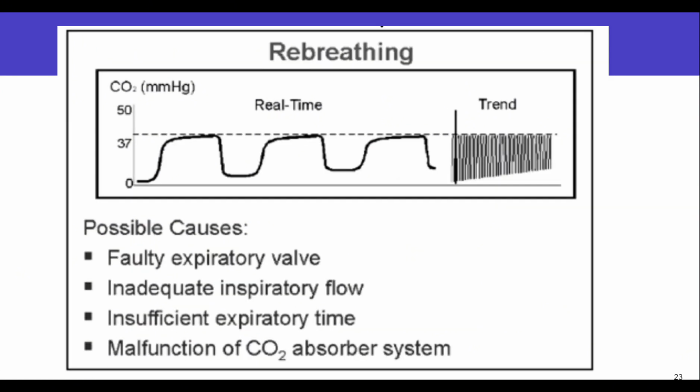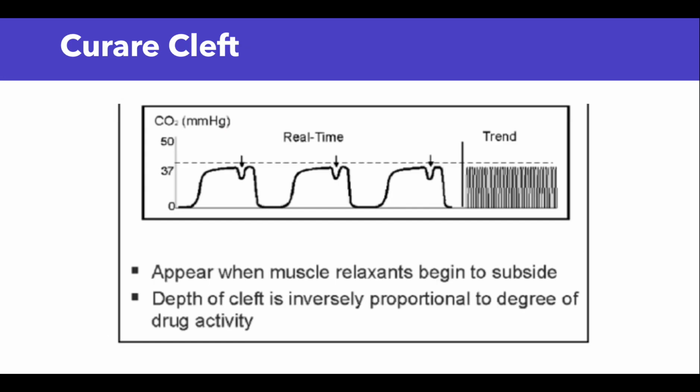So, rebreathing. While managing a patient who is intubated, on CPAP, or even on a non-rebreather, CO2 can re-enter the patient's breathing circuit, causing a steady rise in the waveform baseline. It's rare but possible to see, and if you do see it, you probably have a faulty expiratory valve. This can also be caused by insufficient expiratory time. The curare cleft is caused by diaphragm movement in the absence of thoracic muscle movement. We see it when an intubated patient spontaneously begins to breathe on their own.